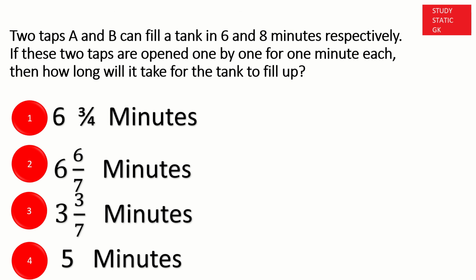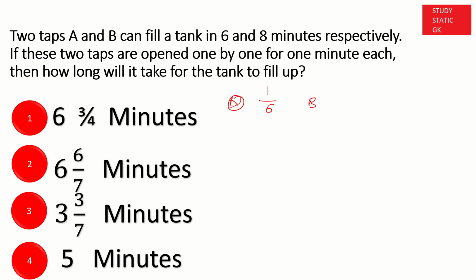Two taps A and B can fill a tank in 6 and 8 minutes respectively. If these two taps are opened one by one for 1 minute each, then how long will it take for the tank to fill up? Okay, first understand what he has given, we'll write one by one, right? So A can fill the tank in 6 minutes. So per minute it will fill 1 by 6th of the tank. So the filling part of A is 1 by 6, right?